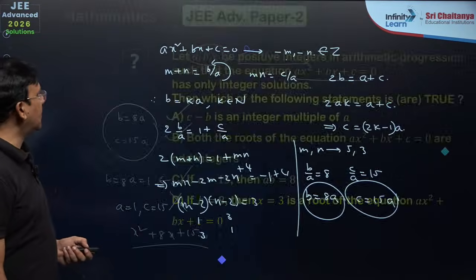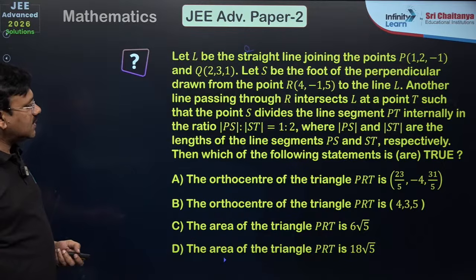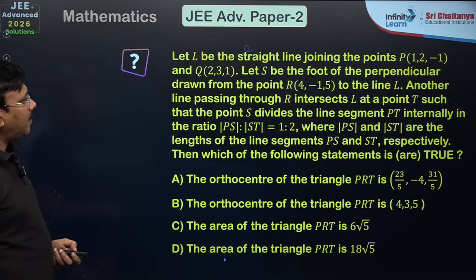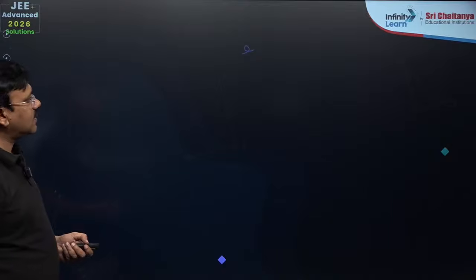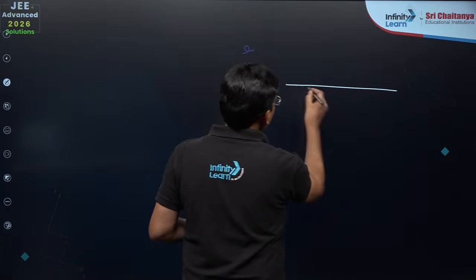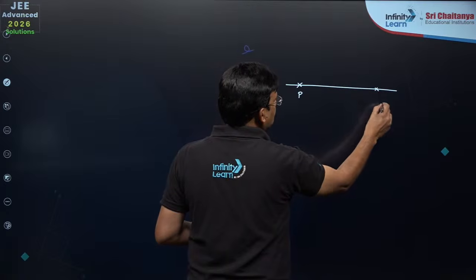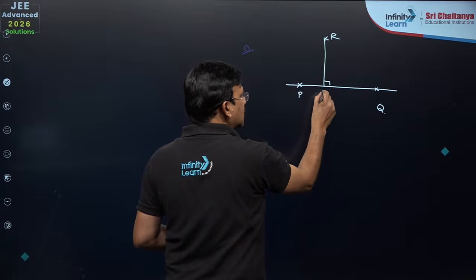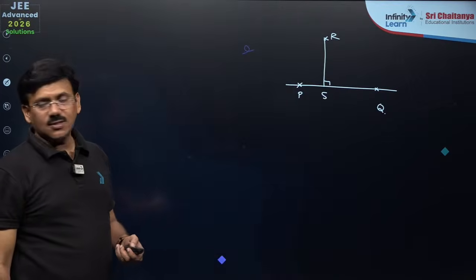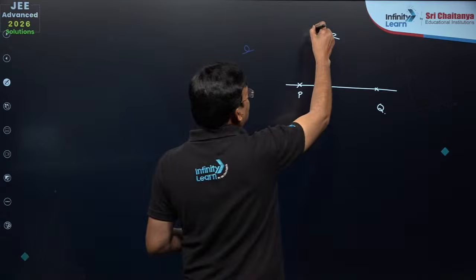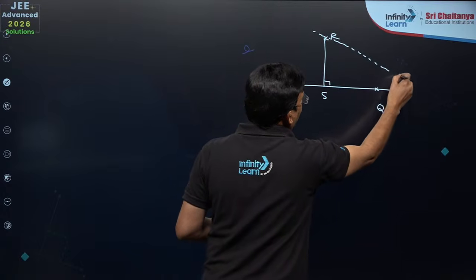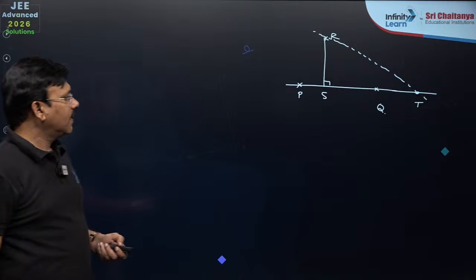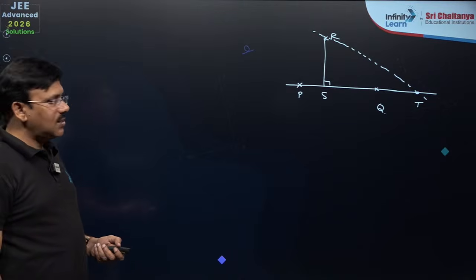Clear? Next, you see this question, it is a 3D geometry based question. Here, let L be the straight line, and P, Q, R are given. You see, the situation is like, P is a point here, Q is a point here. From a point R, a perpendicular is drawn onto this line at S, which internally divides PQ, and he has taken a line through R which cuts the same line at T, and moreover, S divides PT in some ratio he has given.